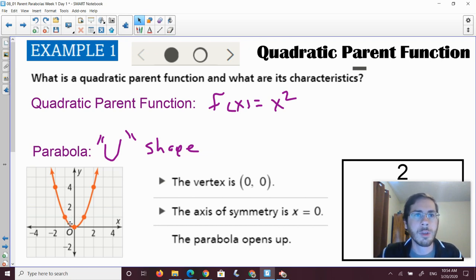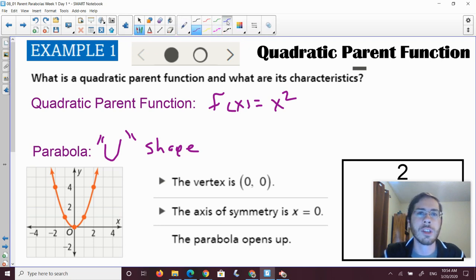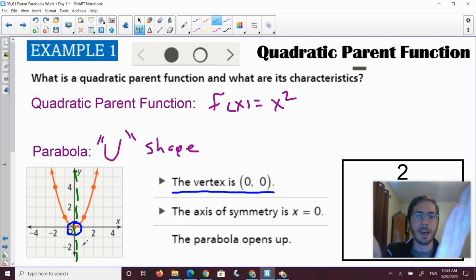Let me get my pen. The vertex is going to be where it looks like it folds in on itself, or the top or the bottom of the parabola. So we say that the vertex is at 0, 0. The axis of symmetry is at x equals 0. Again, that's the part where we say it folds in around itself. That's going to be right there, because it looks like we could fold it along that line. So we call that the axis of symmetry.